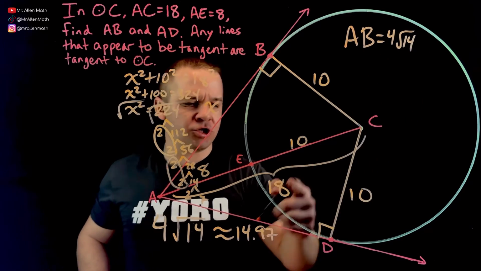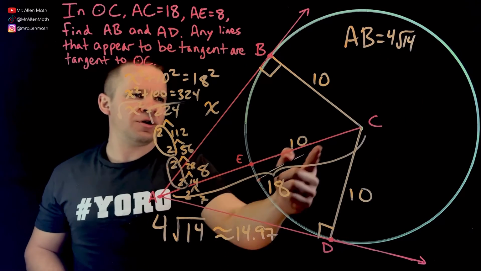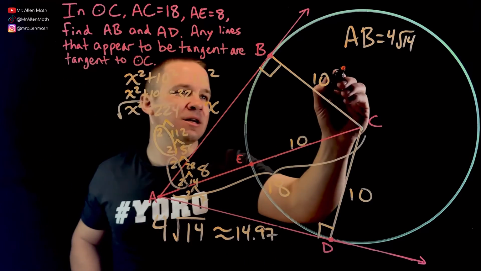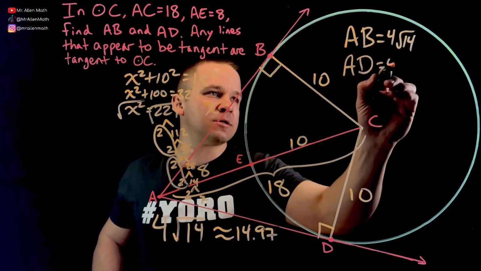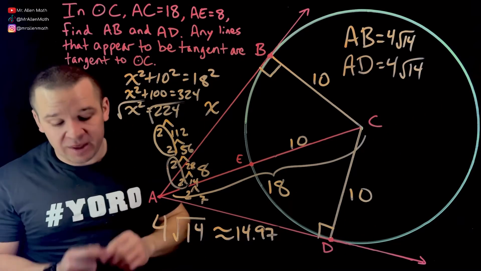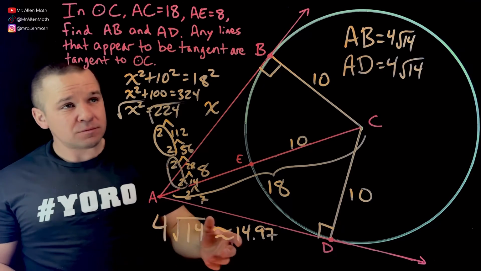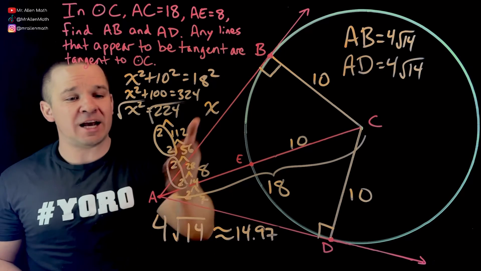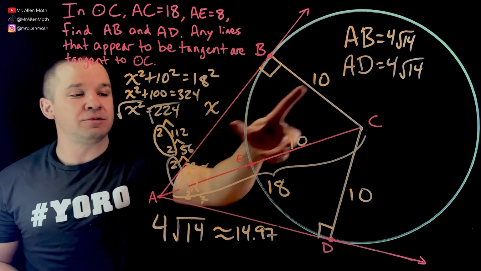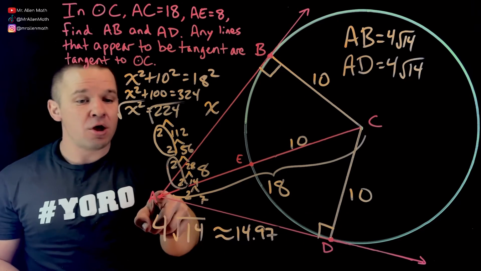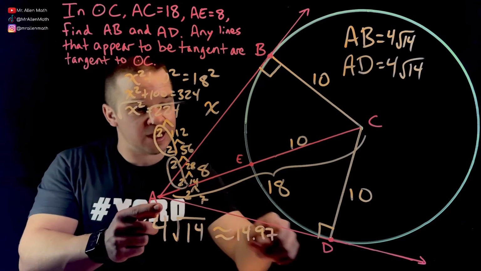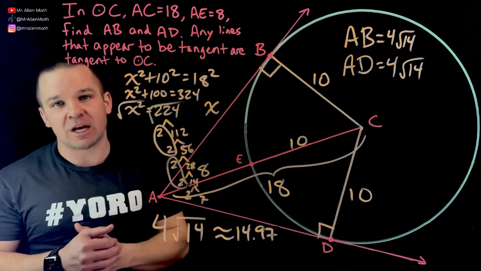Now, check it out. We have a hypotenuse of 18 and a leg of 10. Isn't AD going to be the exact same thing? And it absolutely will be. There's actually a two-tangent theorem that states that if you have two tangents that are drawn to the same external point A right here, then those two tangents are going to be congruent to each other. No matter where A is, anywhere I move this, if these two are tangent to the circle, then those two segments are going to be congruent.